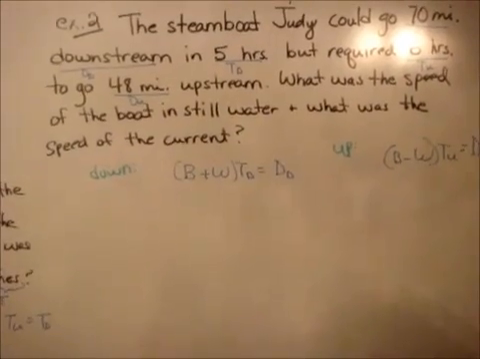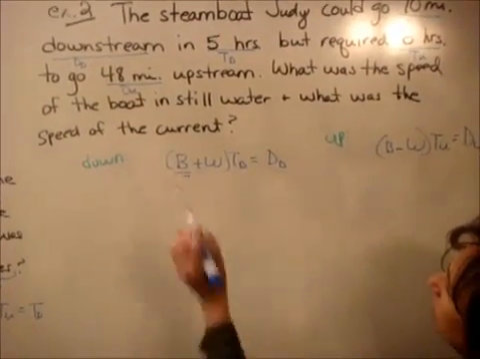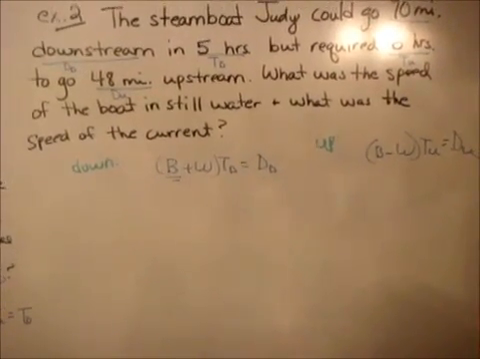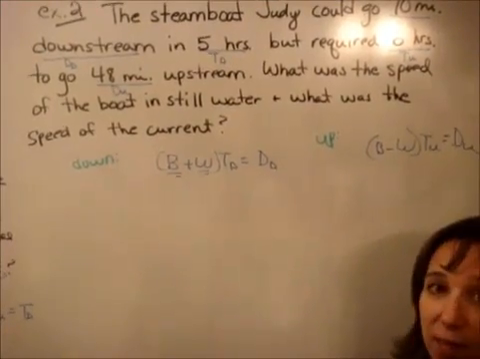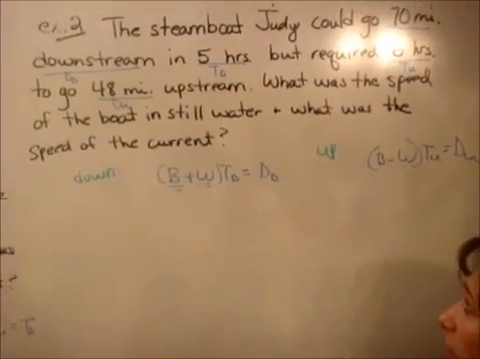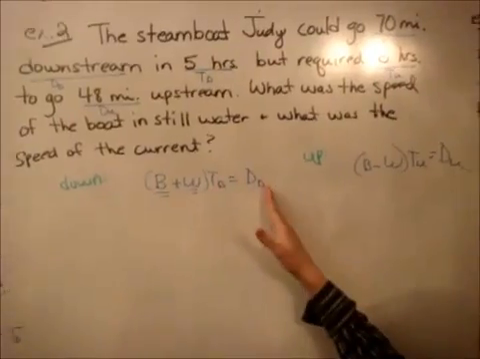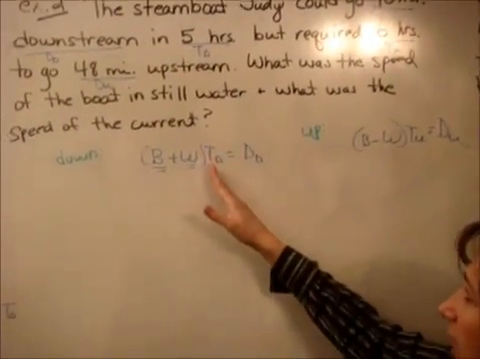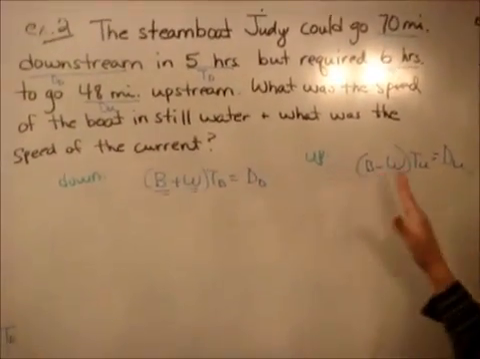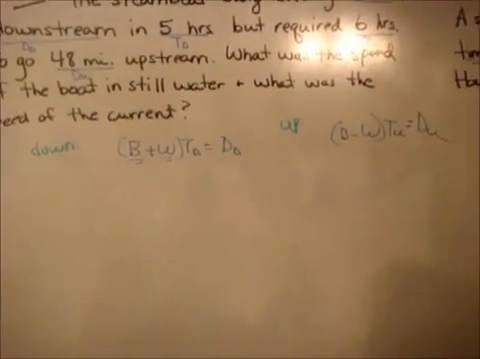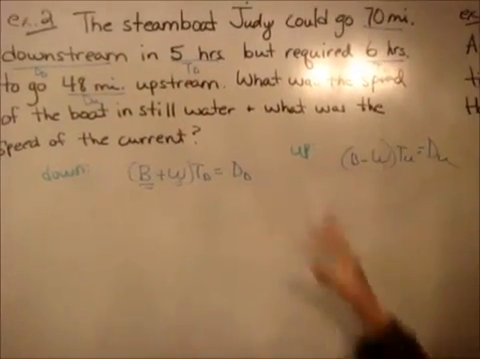So we want to know the speed of the boat, which is our B, is what we want to find out. And what was the speed of the current? So we're going to find out B and W, so that means we don't know B and W to start. But we do know the time and the distances. So we're going to fill in our time downstream, our distance downstream, our time upstream, our distance upstream. These are pretty straightforward. You just plug them right in.